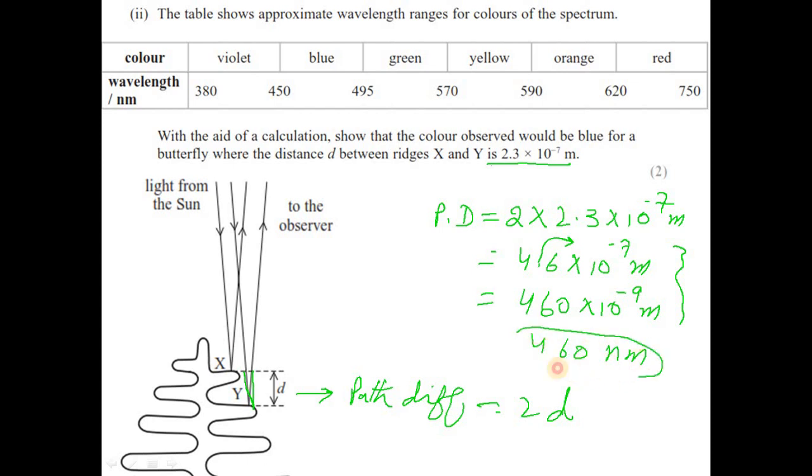Now see, the 460 nanometer lies in this region, between 450 and 495. So you can write your comment that 460 is a wavelength between 450 and 495. That's why the color observed is blue.